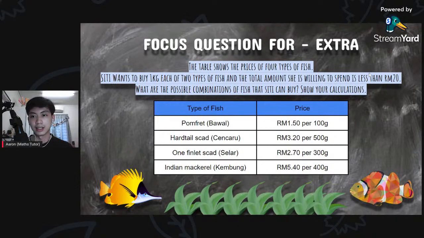Because it says that less than 20 ringgit. So what are the possible combinations of fish that City can buy? Okay, so combination, and show your calculation.